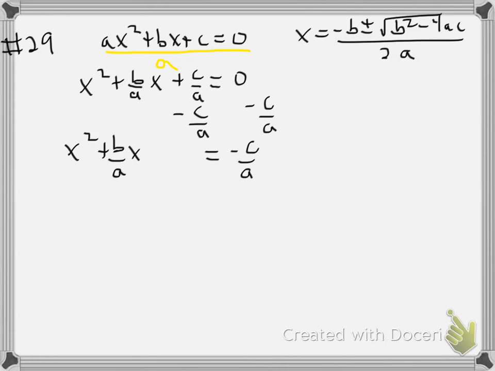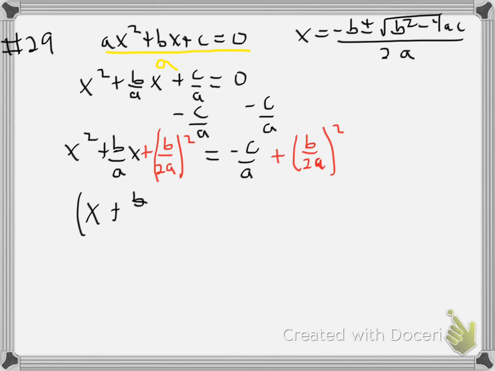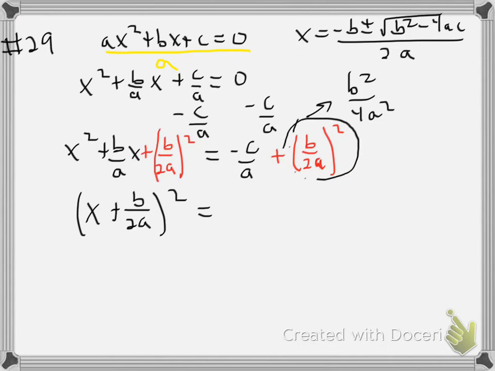So what's half of this? Well, half of this is b over 2a. That's half of it. And we're going to add that, but we have to square it. So I'm going to do the same thing, plus b over 2a squared. That's the part I added to the other side. And when I do that, I'm going to end up with a perfect binomial squared, x plus b over 2a all squared. And this is going to be actually b squared over 4a squared. That's what this part is here. I'm going to write that first, and this part second. So I get b squared over 4a squared minus c over a.